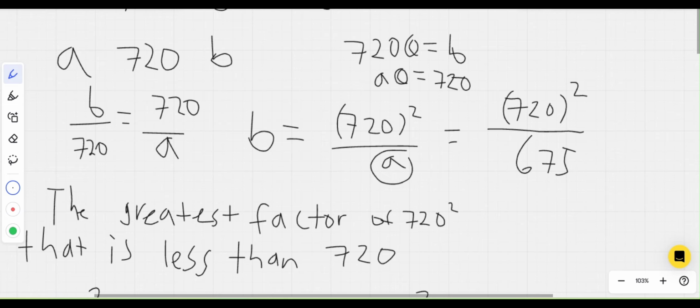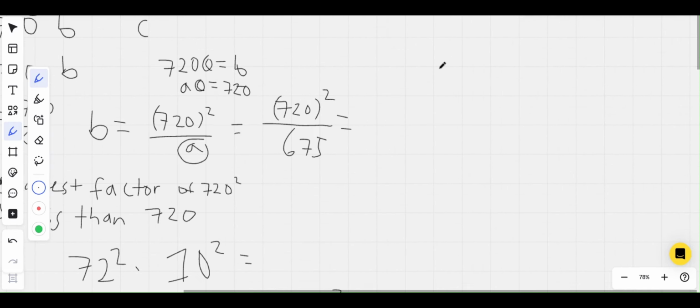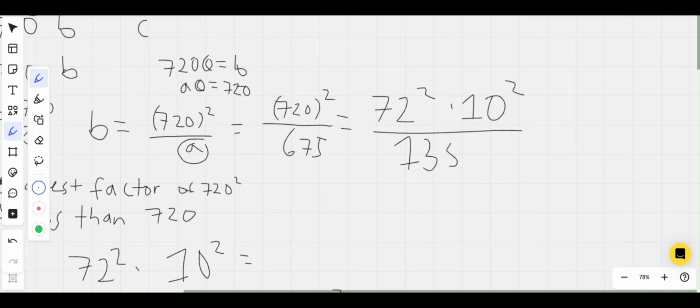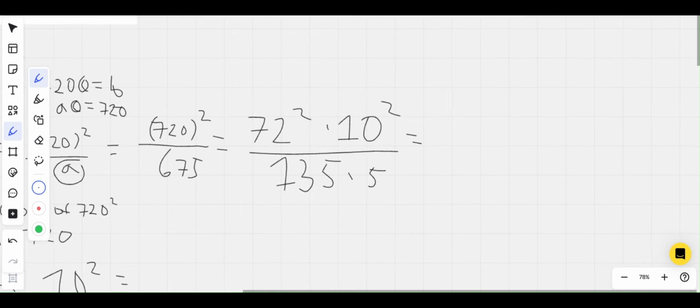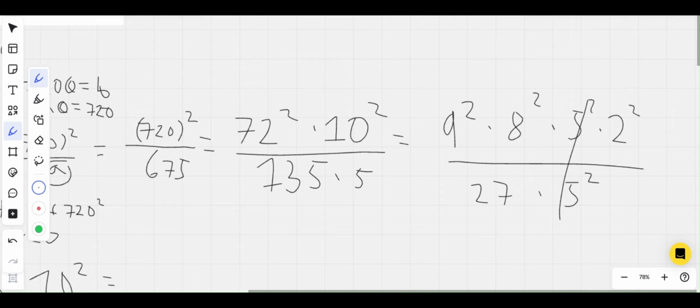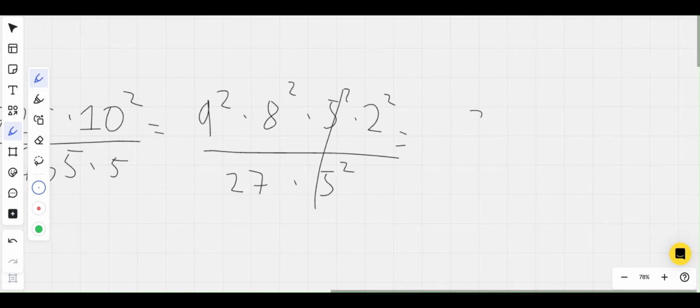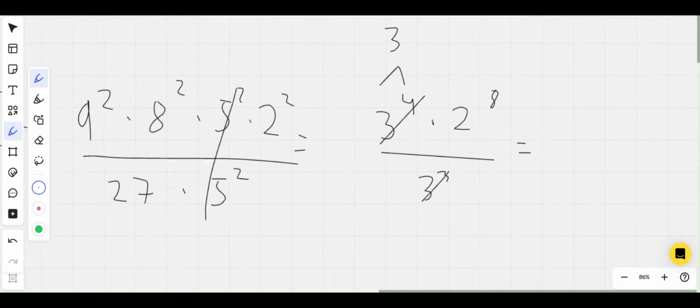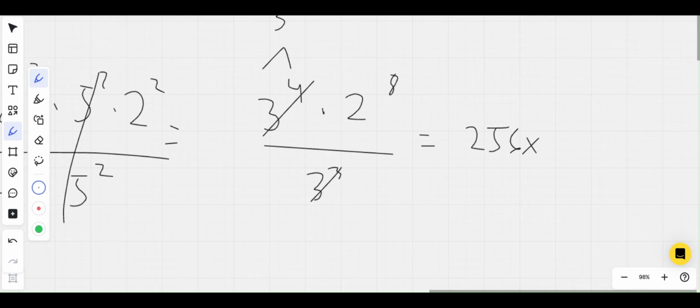So 720 squared over 675. We can just simplify this. So we have 72 squared times 10 squared over 675. That is 135 times 5. And this is equal to 9 squared times 8 squared times 5 squared times 2 squared over 135, which is 27 times 5, so 27 times 5 squared. 5 squareds cancel out, and we get 3 to the 4 times 2 to the 8 over 3 cubed. And then that cancels out, we have 3. So this is 256 times 3, which is equal to 768.